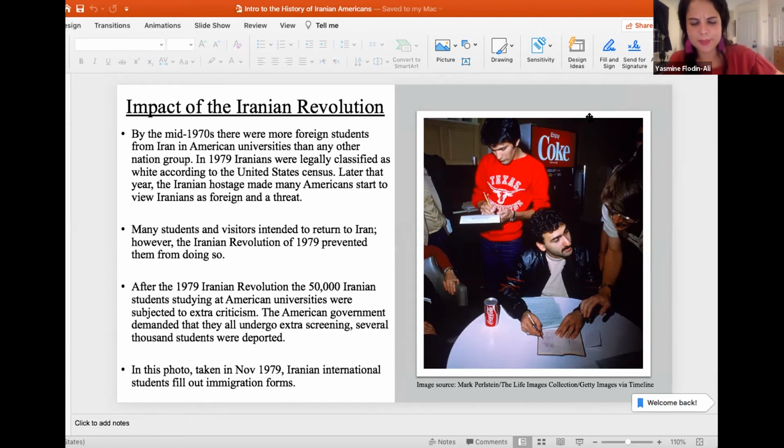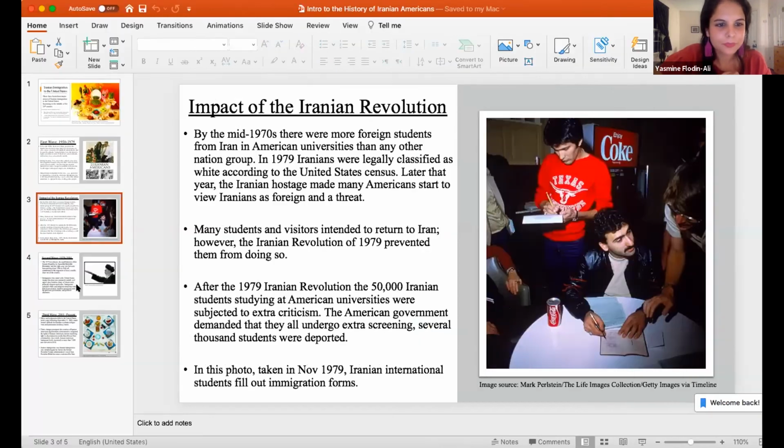Interestingly enough, and this is not in the PowerPoint, but just a point of note, the NSEERS program that was formed after 9/11 was in some ways modeled on this. So there are later forms of extra security done by the state that seem to have had their origins in this particular event. So in this photo, you've got international students filling out immigration forms.